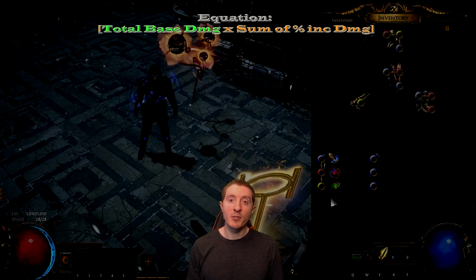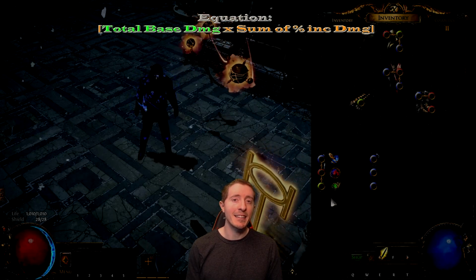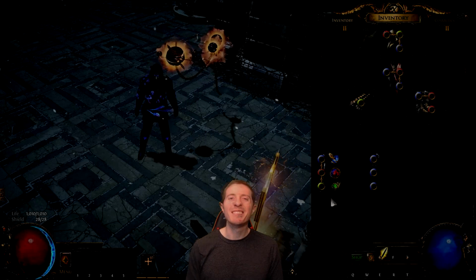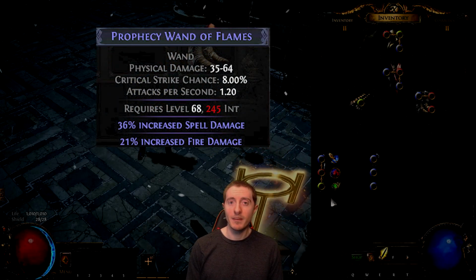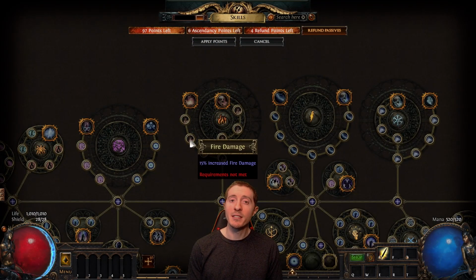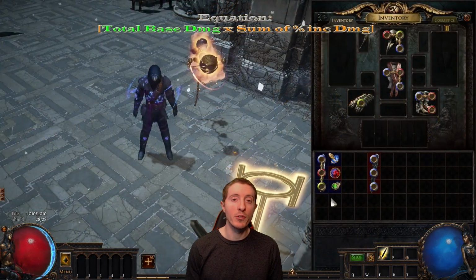Alright, let's move forward onto flat damage's partner in our equation, increased damage. The thing we need to understand about increased damage modifiers is that they stack additively together with each other as opposed to multiplicatively. Let's take a look at this wand. Notice how it has % increased fire damage. Now let's go take a look at the passive tree and look at these nodes. We have % increased fire damage. All of these nodes and the wand modifier are going to add together to give us one total number.